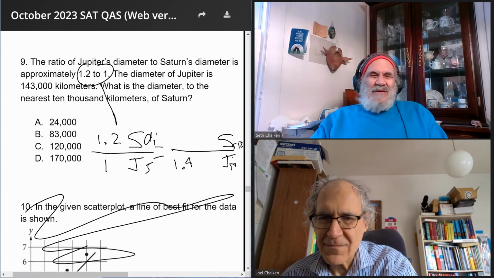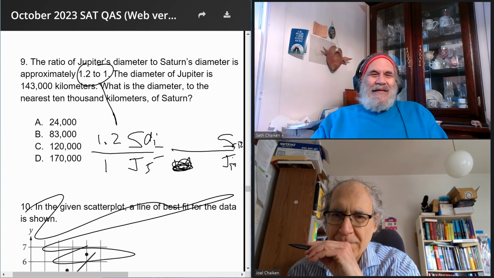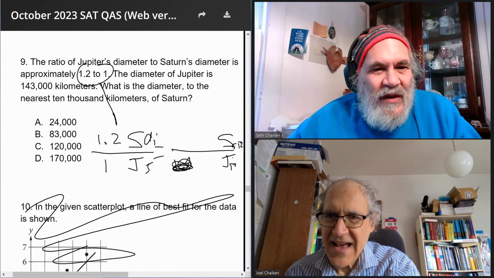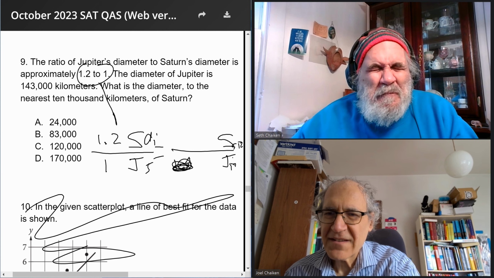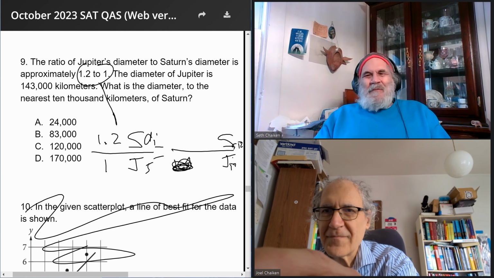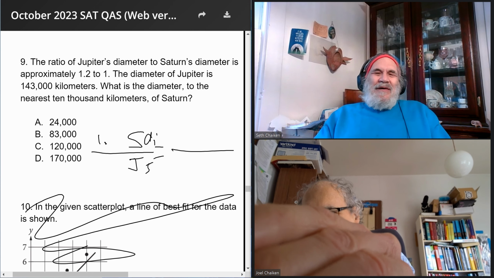This is not going well. What am I doing wrong? Saturn is 1.2. You got the ratio upside down for Saturn to Jupiter. Yes, exactly. Yep, reading the question. That's where it comes to.